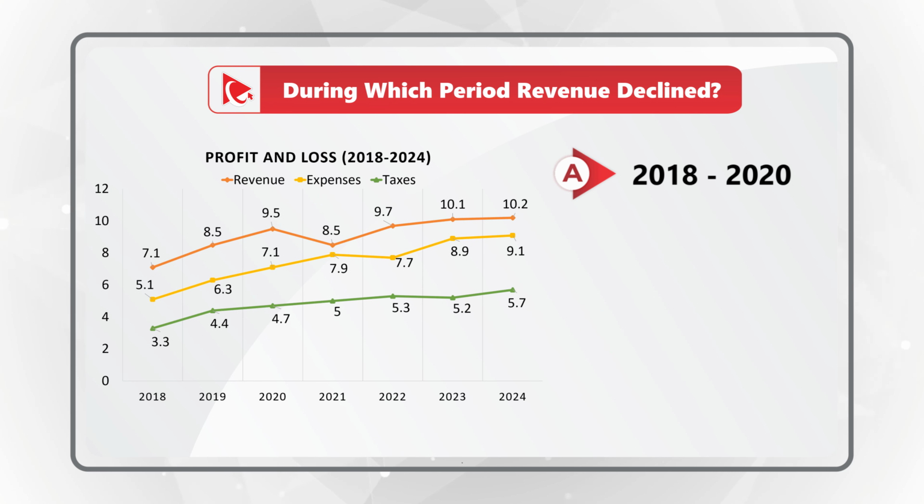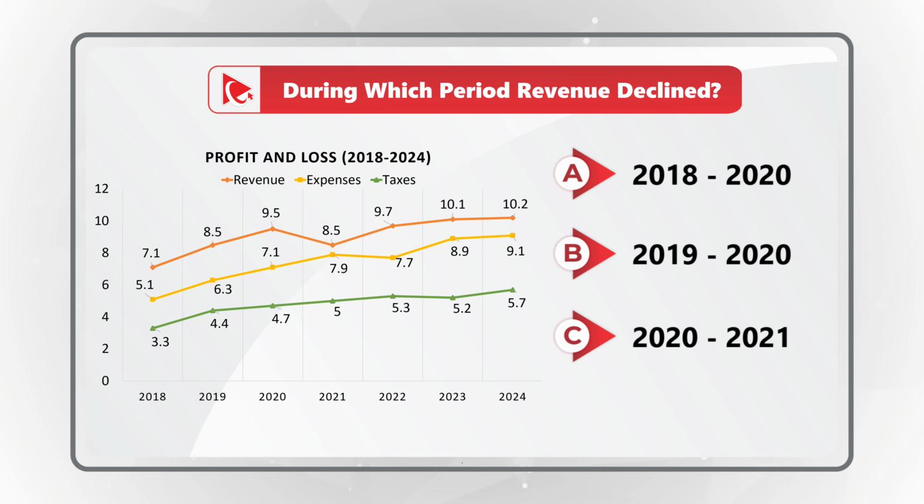Choice A, the period between 2018 and 2020. Choice B, the period between 2019 and 2020. Choice C, the period between 2020 and 2021. And choice D, the period between 2023 and 2024.